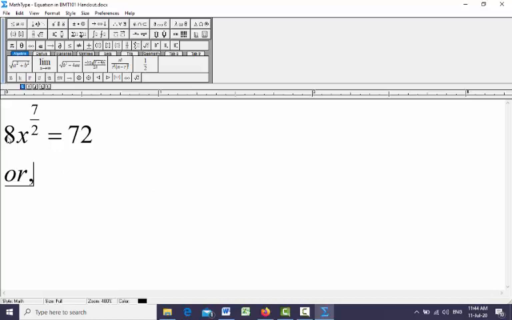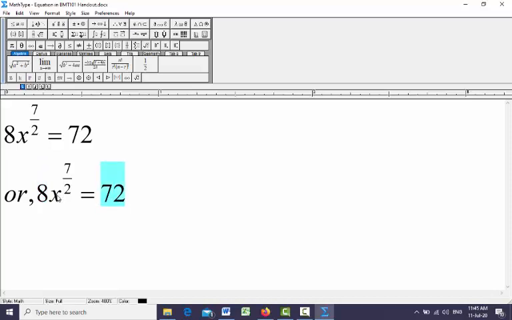So right, whenever you get an equation like this, always remember that similar items should be brought to similar places. That means whenever you want to solve an equation like this, you have to bring similar things on the same side. So here we have 8, here we have 72.